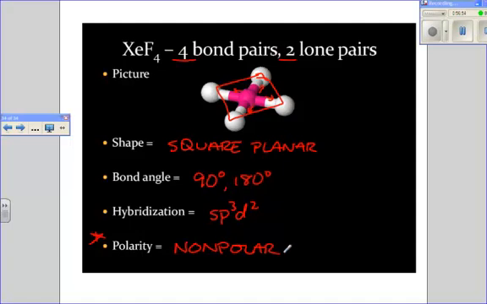Whew. Here's what you have to be able to do. You've got to be able to draw correctly. Then you have to be able to count groups correctly. Remember, if it is a multiple bond, it's still only one group, but lone pairs also count as groups. And then once you count groups, spread them out and see where they're going to fall.